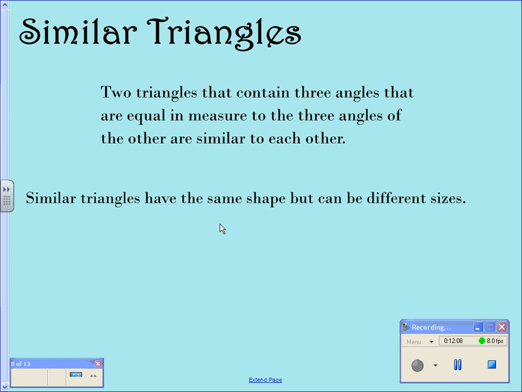Similar triangles have the same shape, but are different sizes. Bigger than the corresponding sides of similar triangles are proportional.